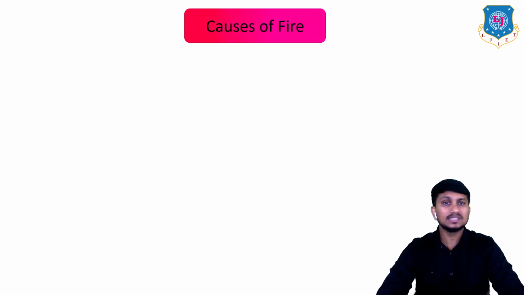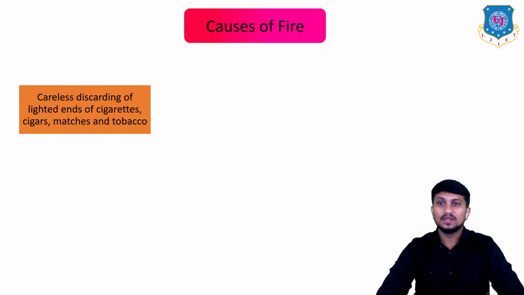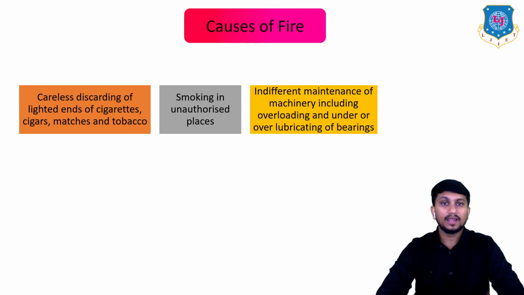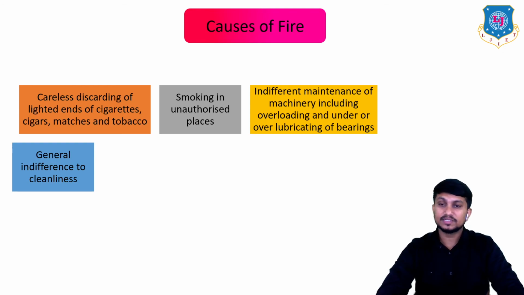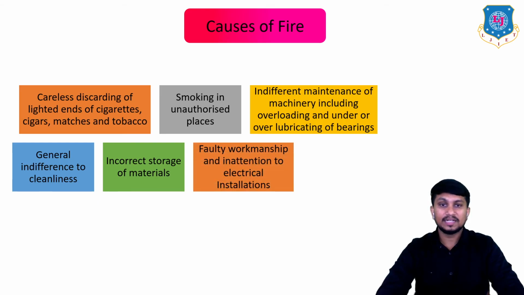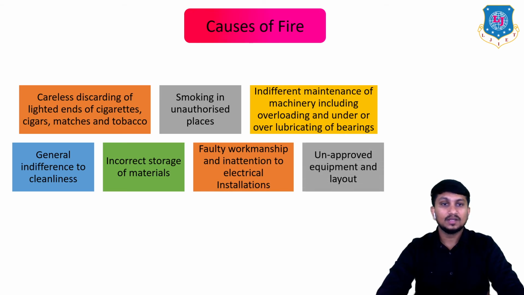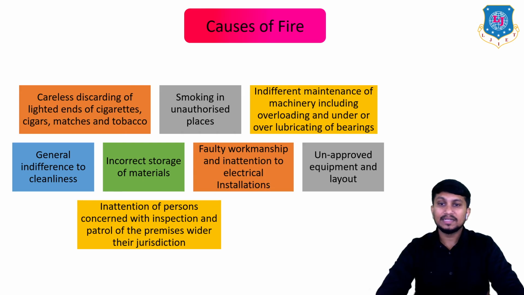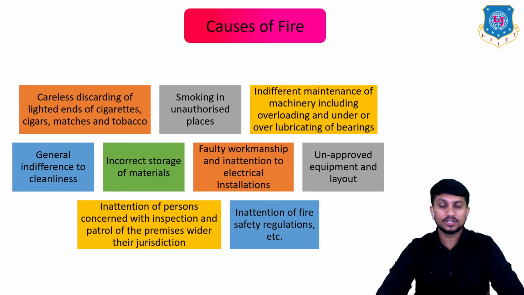Now let's see what are the various causes of fire in the building. First cause: careless discarding of lighted ends of cigarettes, cigars, matches, and tobacco, smoking in unauthorized places, indifferent maintenance of machinery, including overloading and under or over lubricating of bearings, general indifference to cleanliness, incorrect storage of materials, faulty workmanship, and inattention to electrical installations, unapproved equipment and layout, inattention of persons concerned with inspection and patrol of the premises under their jurisdiction, inattention to fire safety regulations, etc.